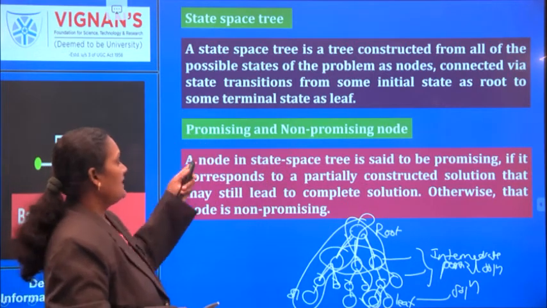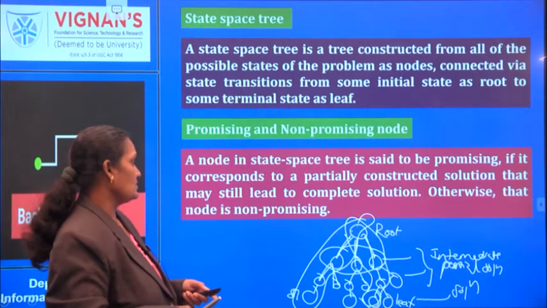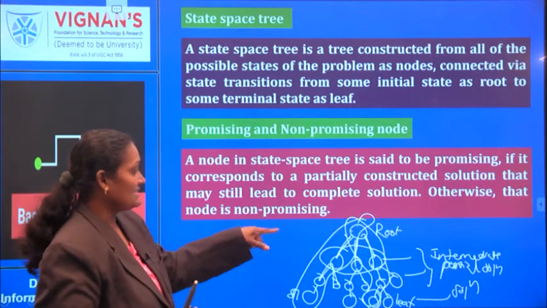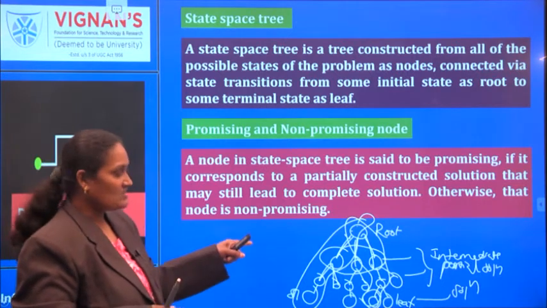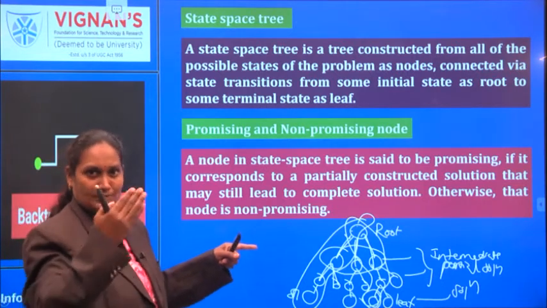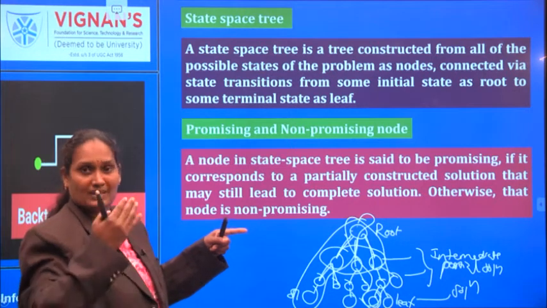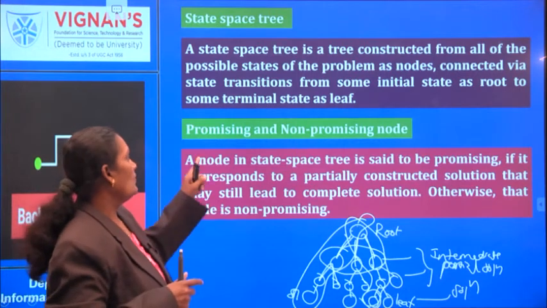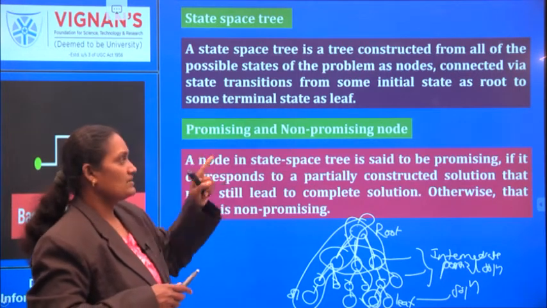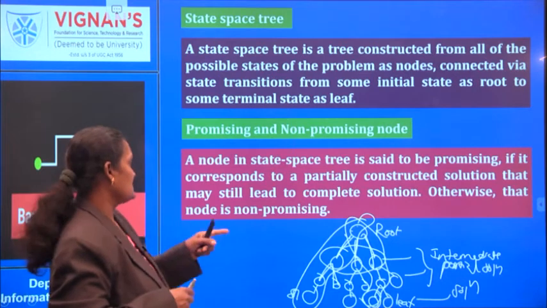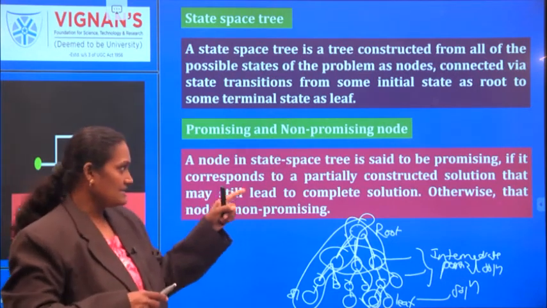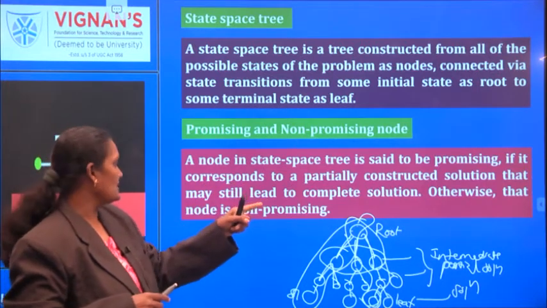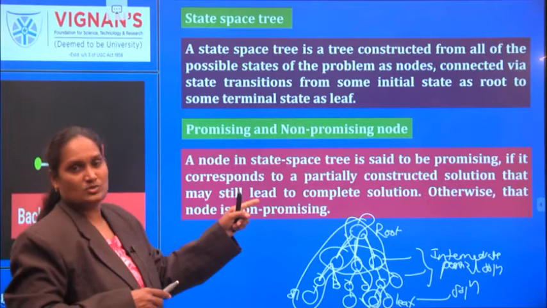Next, promising and non-promising nodes. What are the promising node and the non-promising node in a state space tree? A state space tree contains a number of nodes: root node, leaf nodes and intermediate nodes. Out of all those nodes, which become the promising nodes and which become the non-promising nodes? Let us see. A node in a state space tree is said to be promising if it corresponds to a partially constructed solution that may still lead to a complete solution.